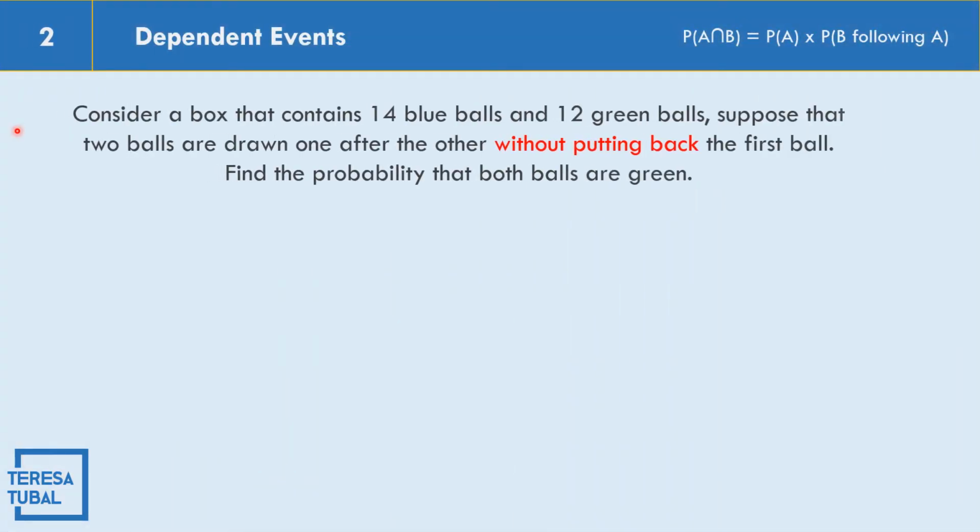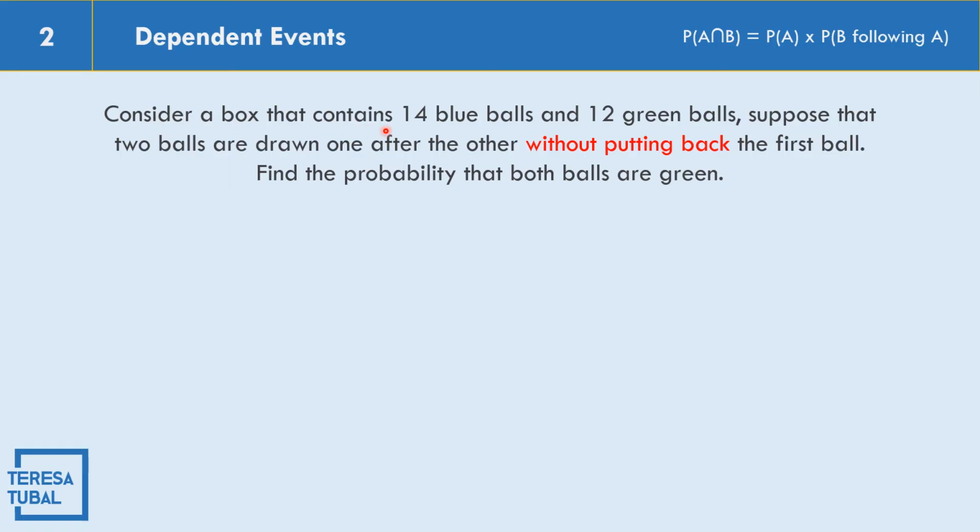In example number 2, consider a box that contains 14 blue balls and 12 green balls. Suppose that 2 balls are drawn, one after the other, without putting back the first ball. Find the probability that both balls are green. As you can see in this problem, there's the phrase "without putting back," so that is dependent events.